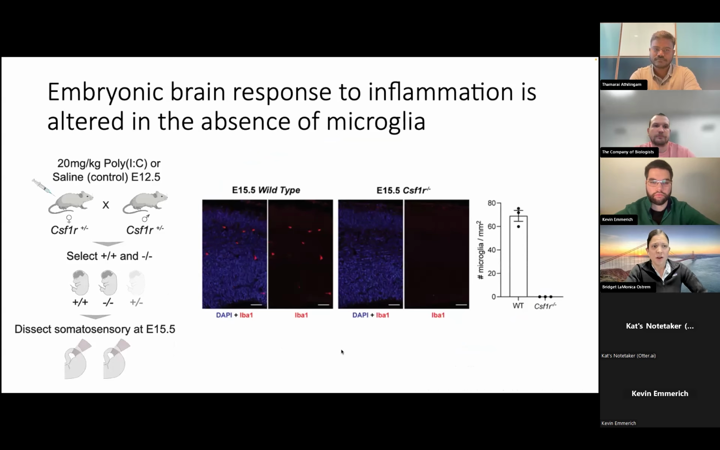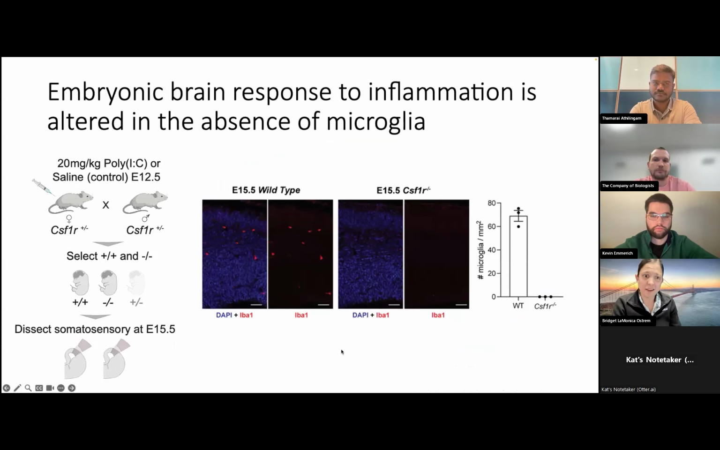So we did, I think, the most intuitive experiment that we could, which is we induced inflammation with microglia present and with microglia absent, and then we looked at the response of the rest of the cortical cells. So to do this, we used a knockout mouse, the CSF1R knockout mouse.